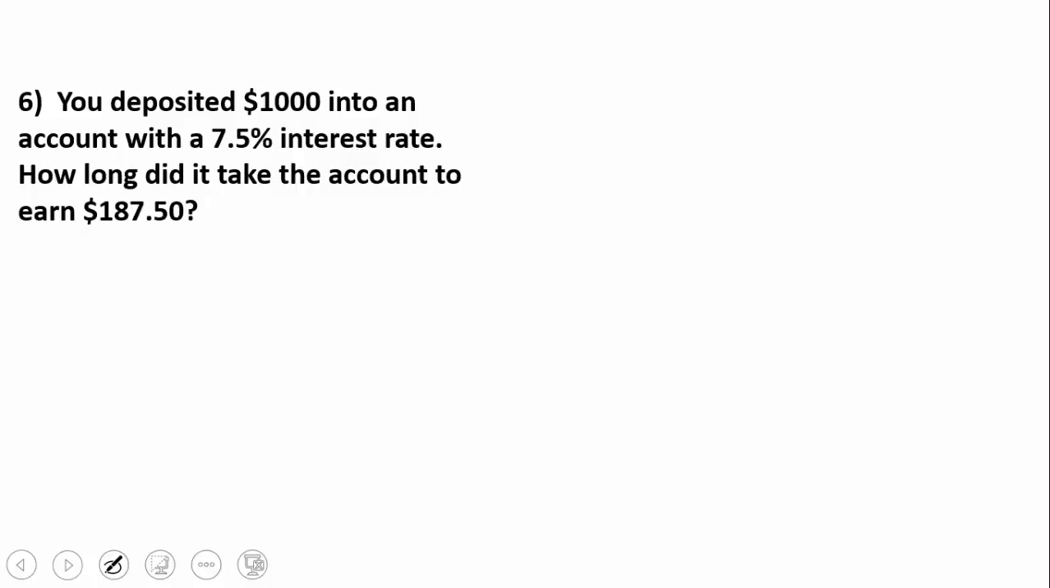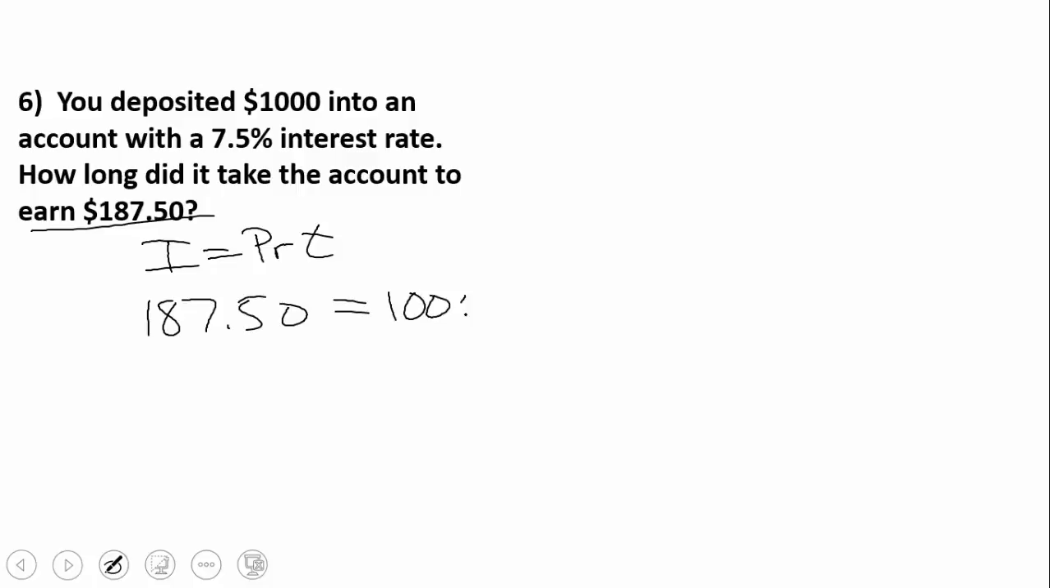Moving on. You deposited $1,000 into an account with 7.5% interest rate. How long did it take the account to earn $187.50? Okay? So, I Pert, filling in the information that we have. Well, it says earn $187.50, so that's what goes for interest. 1,000 is what we deposited, so that's the principal. 7.5 is the interest rate, as a decimal, 0.075. And of course, how long?